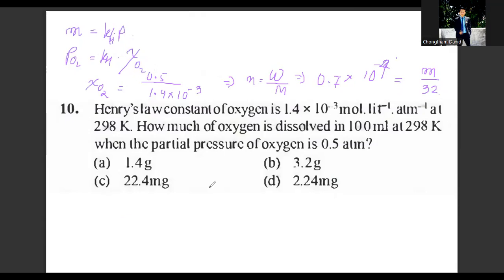So from this equation, you can find the value of mass, which is equal to 22.4 into 10 to the power minus 4 grams, which is 2.24 milligram. So the answer for this question would be option D. 2.24 milligram is the answer to question number 10. I hope it's clear. Let's see question number 11.